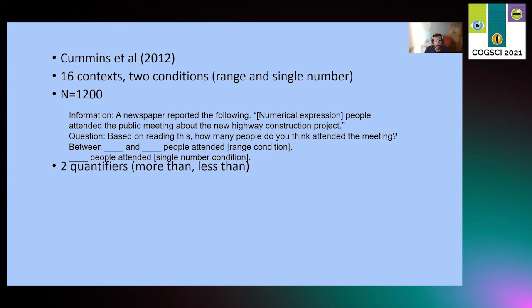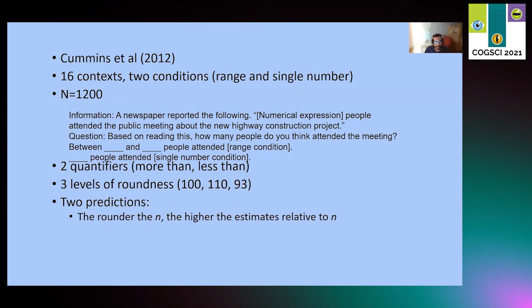There are 2 quantifiers, more than and less than, 3 levels of roundness, 100, 110, and 93 in decreasing roundness, and 2 predictions. The rounder the n, the higher the estimate relative to n. And in the range condition, typical upper bounds will be the next point on the round scale.